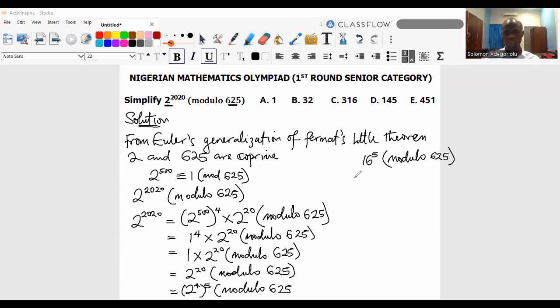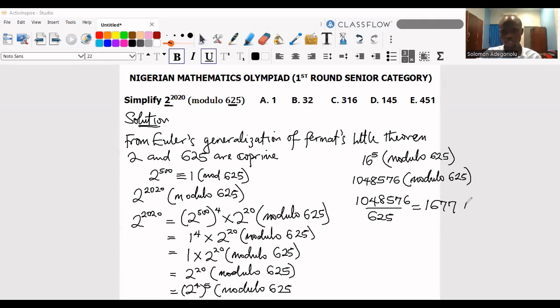Now let's get the value of 16 raised to the power of 5. 16 raised to the power of 5 gives us 1,048,576, in modulo 625. We're getting closer to our final answer. We use 1,048,576 to divide by 625. Dividing that, it gives us 1677 with a remainder of 451.